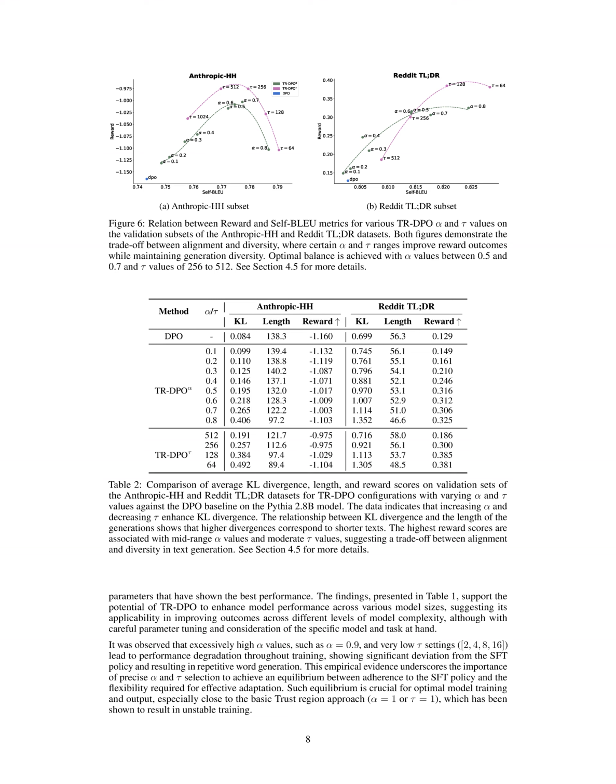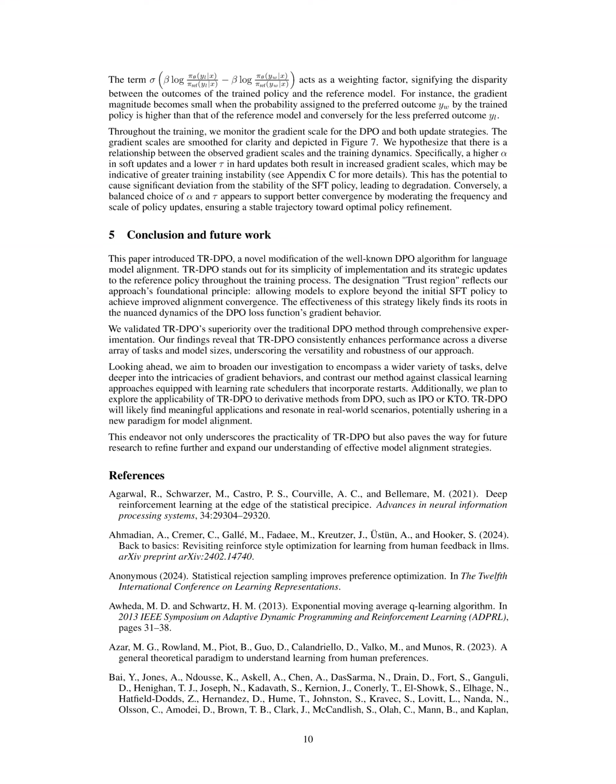Additionally, the paper highlights the importance of precise calibration of alpha and tau to achieve a balance between adherence to the SFT policy and the adaptability necessary for effective adaptation. Furthermore, the TR-DPO method may face challenges in maintaining stability during training, as indicated by the potential for increased gradient scales with higher alpha values in soft updates and lower tau values in hard updates, which could lead to training instability and degradation in model performance.